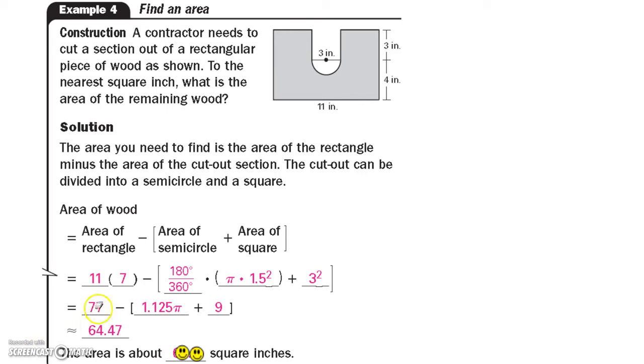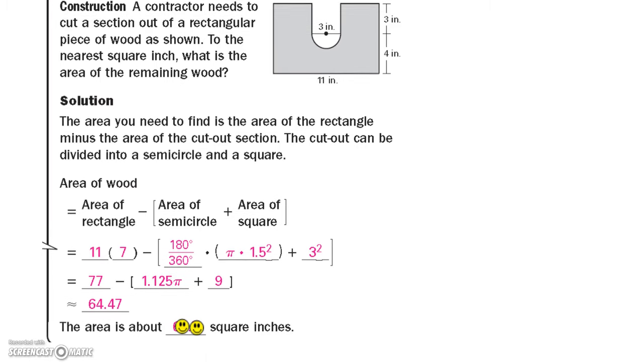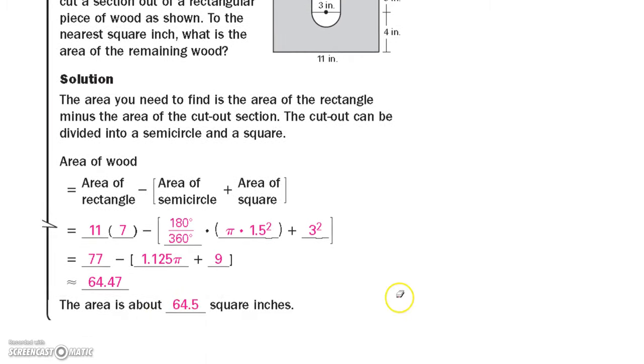So what did we do? We took the area of the rectangular piece of wood and subtracted from it the sum of the area of this semicircle and the area of the square. These two together added up to 10.125 times pi, which is 30-something. So the area is going to be about 64.5 square inches.